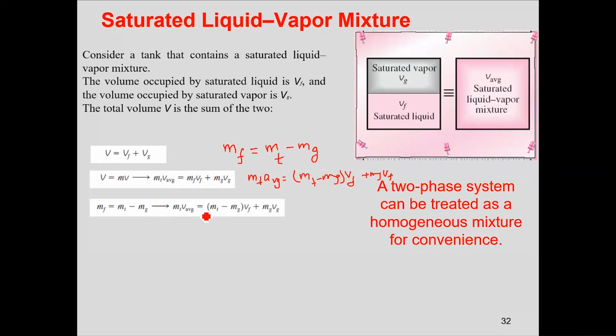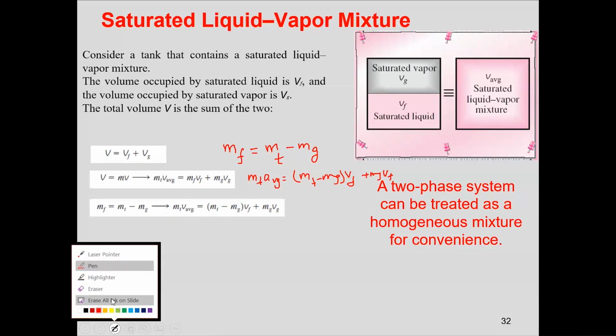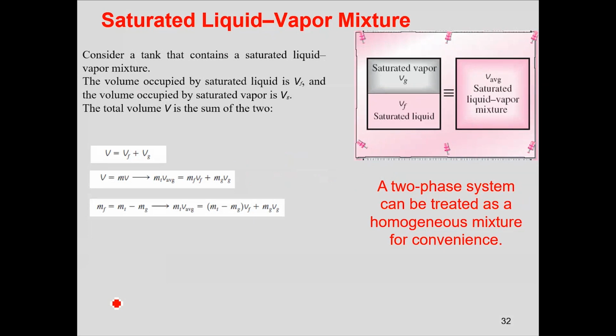Yes, sir. Can you explain it once again? What exactly should I repeat, what was replaced? mt minus mg, sir. All right, what is written over here? mf is essentially what? Mass of saturated liquid, which is equal to total mass minus mass of saturated vapor. So you have just plugged it in over here. Okay sir. Clear? Yes sir.